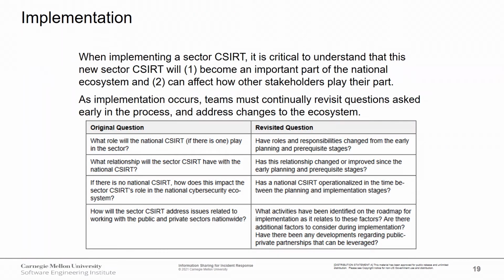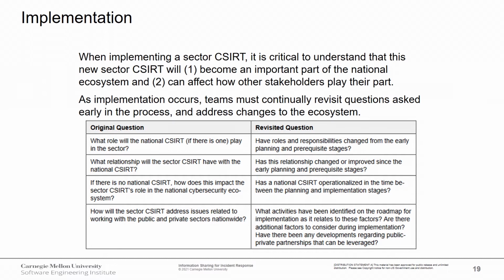Last thing, just talking about implementation. If you remember the earlier slide, we had those original questions that we wanted to ask when we were understanding that national cybersecurity ecosystem. What role will the national CSIRT play? What if there is no national CSIRT? So now that we're doing implementation, we want to rephrase those questions, and we want to ask how things have changed, or how things are changing.